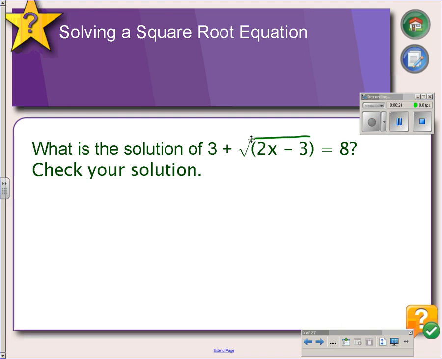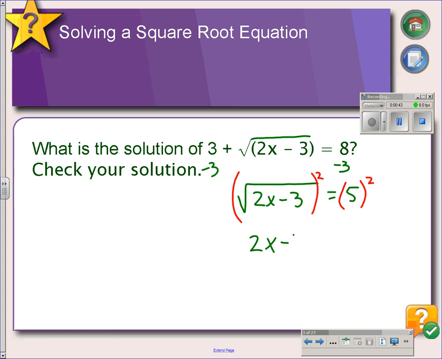And to solve it, we will first have to isolate the radical. So we're going to start by subtracting 3 on each side, and that isolates our radical. Then to eliminate the radical, we'll square both sides because the inverse to a square root is a square. And that gets rid of the radical. Then we have 2x minus 3 equals 25. And now it's a linear equation. We just add 3 on each side and divide by 2 on each side.